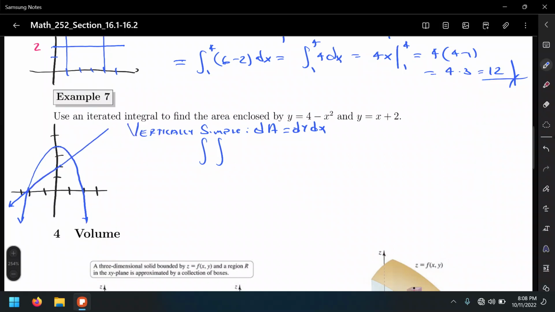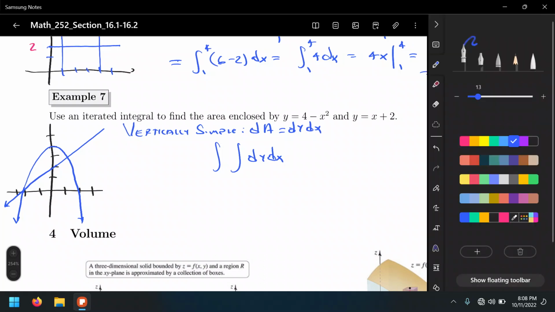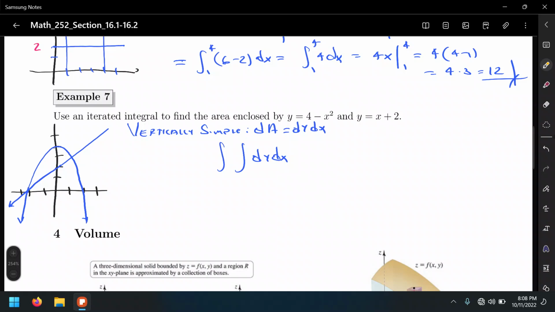So that's the integral of dy dx. Well, the limits for the innermost integral are going to be whatever lies above minus whatever lies below, for the upper limit and for the lower limit respectively. And again, if we do these vertical strips here, the bottom will be the line, which is x plus 2, and the top will be 4 minus x squared. So that's the part of the integral in which we're going to define the vertical direction.